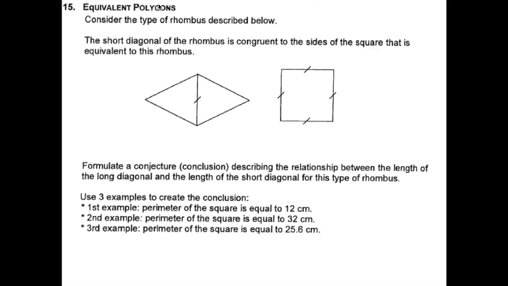Question 15, equivalent polygons. Consider the type of rhombus described below. The formula for the area of a rhombus is diagonal 1 times diagonal 2 divided by 2. Now think about it this way.